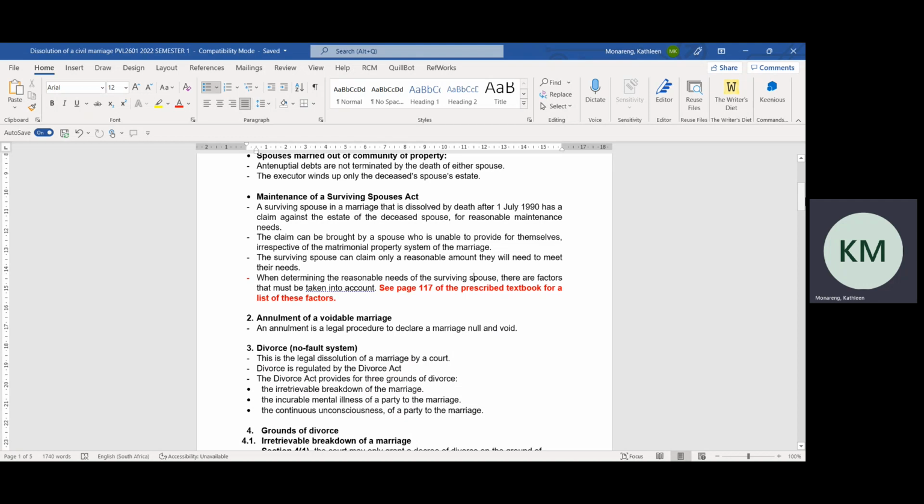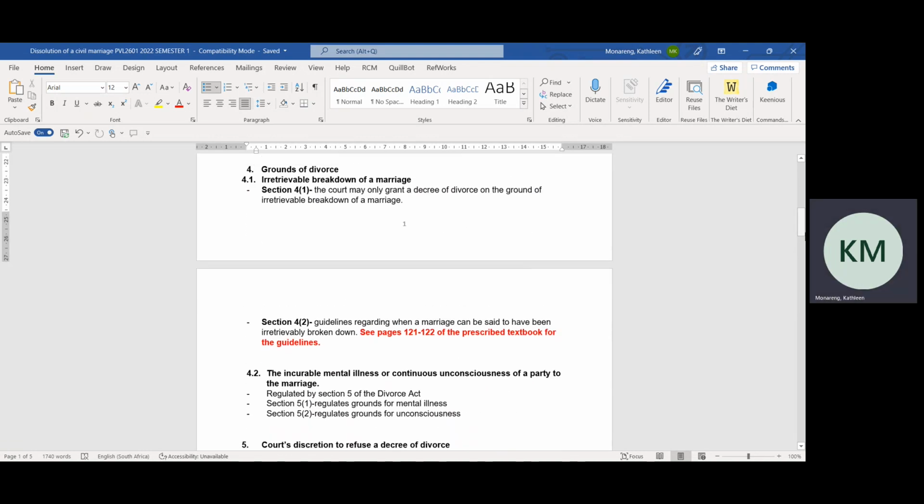Divorce is regulated by the Divorce Act. And in terms of the Divorce Act, there are 3 grounds on which a marriage can be dissolved. The first ground is irretrievable breakdown of the marriage. The second ground is an incurable mental illness of a party to the marriage. And the third one is the continuous unconsciousness of a party to the marriage.